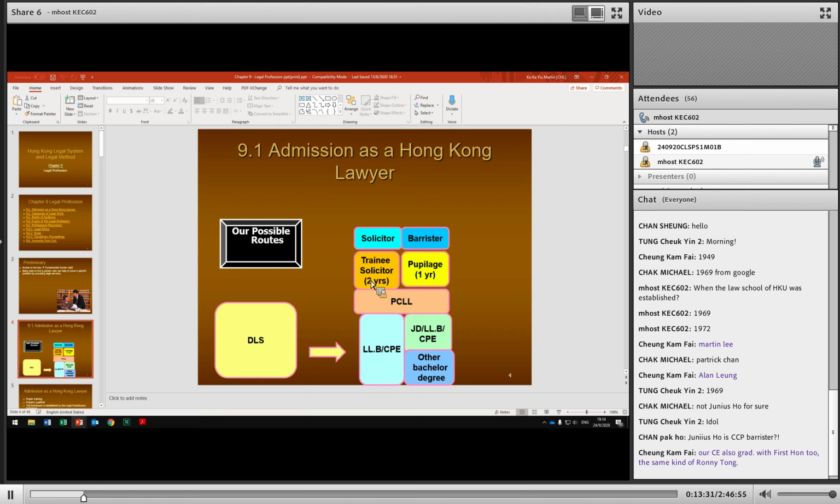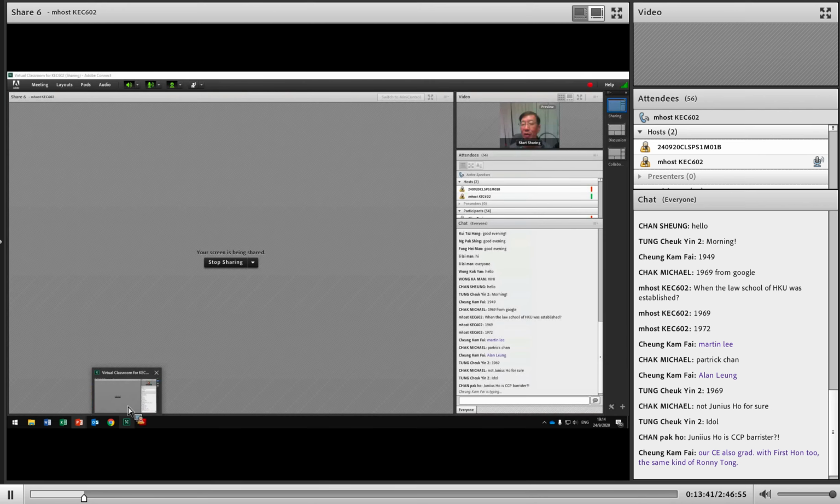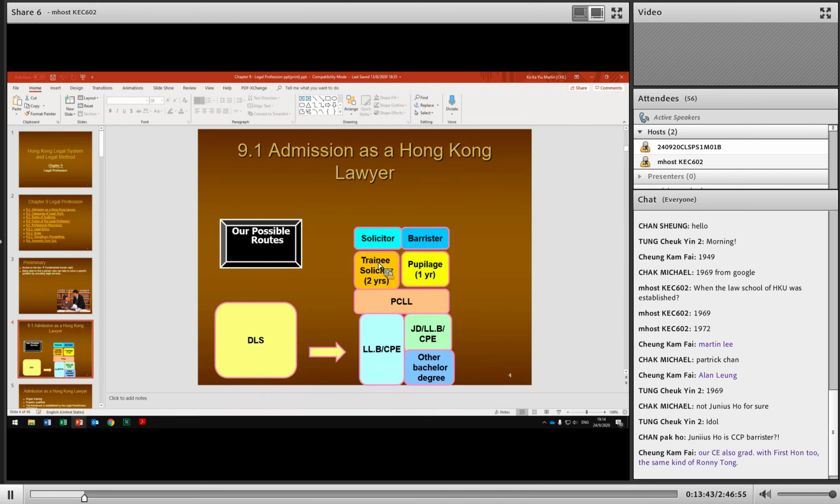If he wants to be a solicitor, he has to finish a 2-year training as a trainee solicitor. This is a very funny term. The formal term is trainee solicitor, which is very easy to understand. You tell other people that you are a trainee solicitor, and most people could understand what it means. In Chinese, 見習律師. Okay, so it's a very easy term to understand.